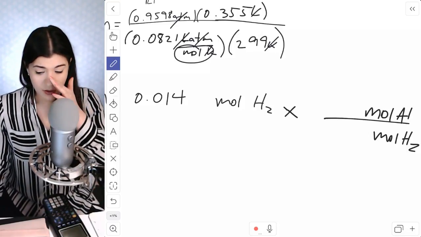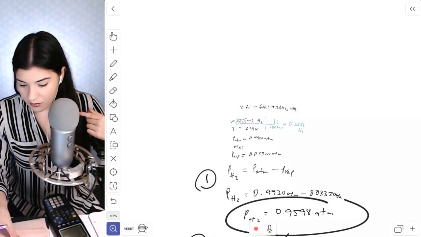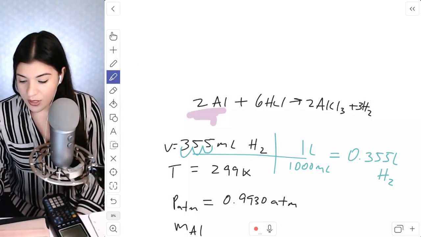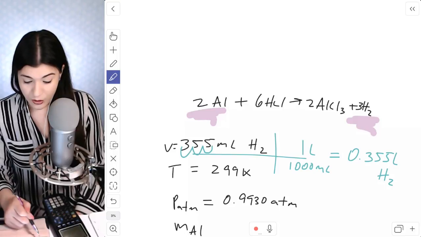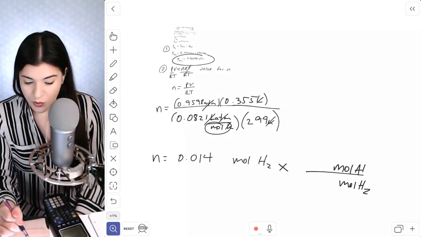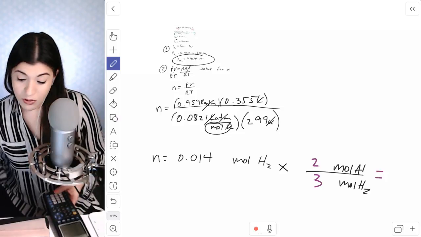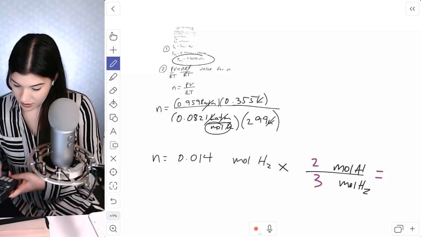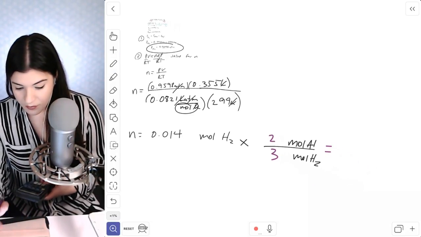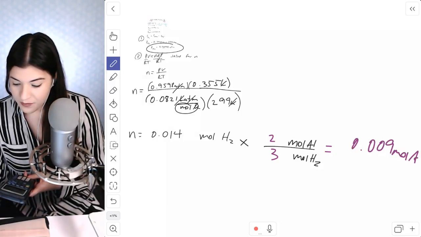All right, so now I'm going to go back to our balanced equation, which was up here. We'll see that there's 2 moles of aluminum per every 3 moles of H2. So that's what I'm going to use. Let's figure out what that would be: 2 times 0.014 divided by 3. That would give us 0.009 moles of aluminum.